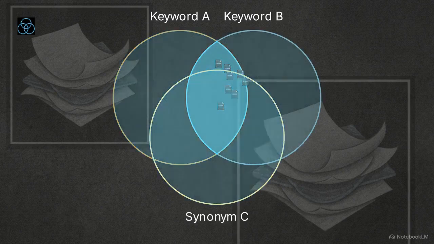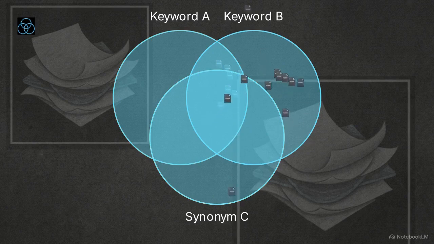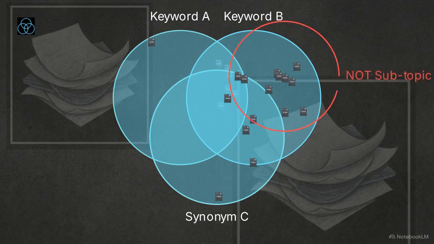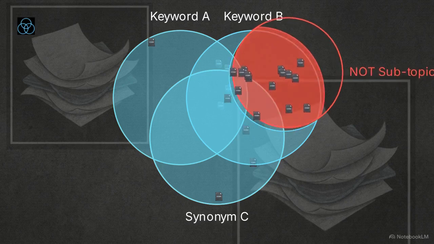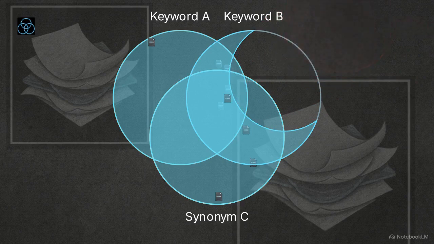The OR operator does the opposite. If your topic has multiple synonyms, linking them with OR tells the database that any of those variations are acceptable. You broaden your net to capture related papers that might use different terminology for the same idea. The NOT operator acts as a scalpel. If your search results are polluted by a subtopic you do not want to cover, applying NOT before that specific keyword rips those papers out of your final dataset entirely.